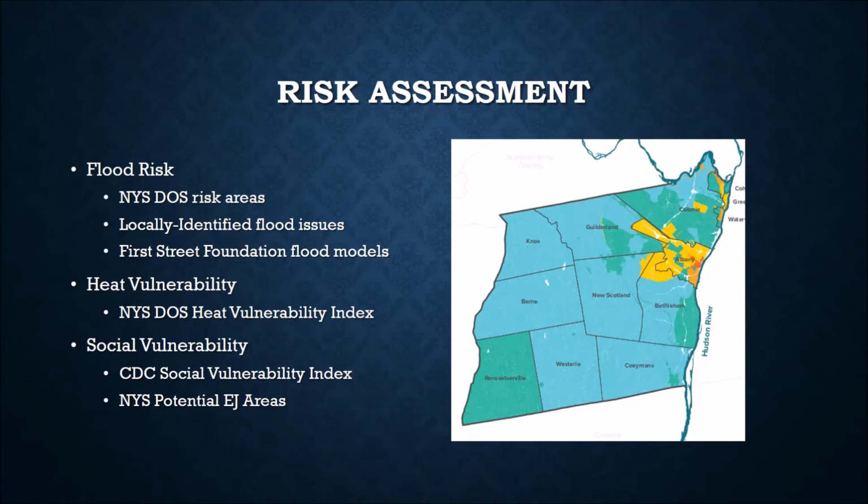So we ultimately used that First Street Foundation data set to develop a countywide risk map related to flooding, and we've done all of our mapping and risk assessments down to the parcel level. Each parcel within Albany County has received a flood score, a heat vulnerability score, and also a social vulnerability score. Across those 3 indices, we've summed them to get a general composite score for climate change vulnerability at the parcel level.